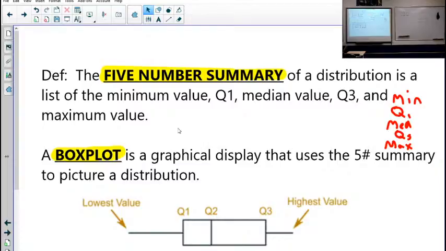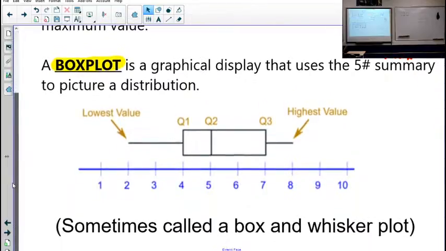So we can take these 5 numbers and put them into a visual, into what's called a box plot. You might also see it called a box and whisker plot. And again, this is what it looks like. Here's the minimum, Q1, the median, Q3, and the maximum. So Q2, the median, is the line that divides down the box. The borders of the box are the quartiles, and it's called the box and whisker plot because these are the whiskers. At the ends are the minimum and the maximum.